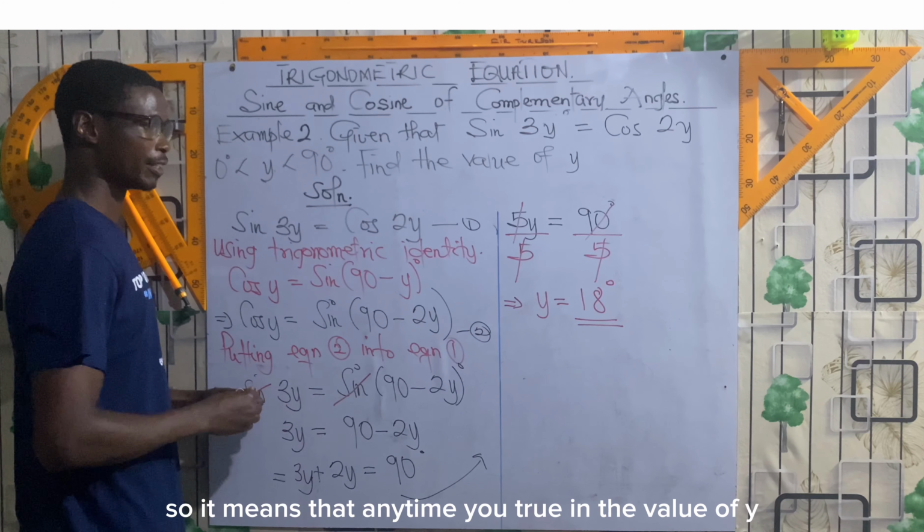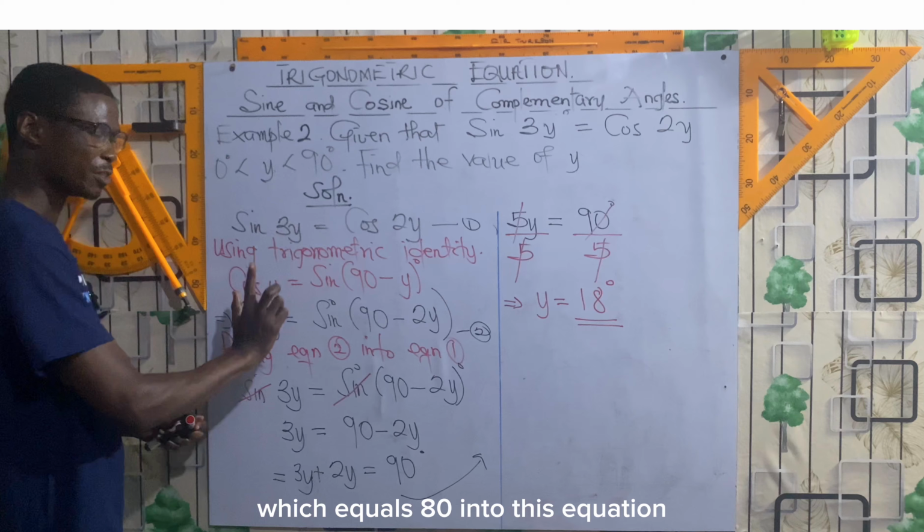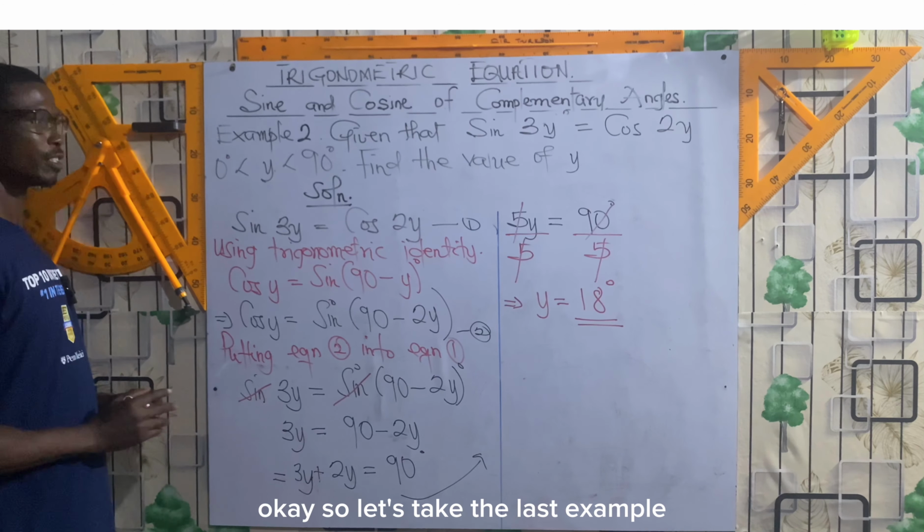So it means that anytime you throw in the value of y, which is equal to 18, into this equation, you get the same value. Sine will be equal to what? Cos, right? Okay. So let's take the last example.